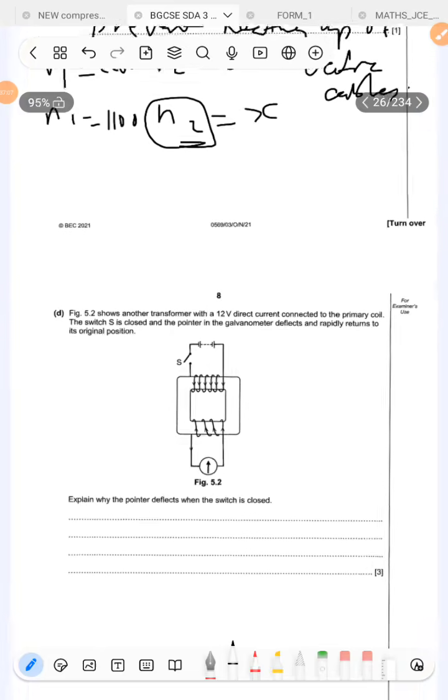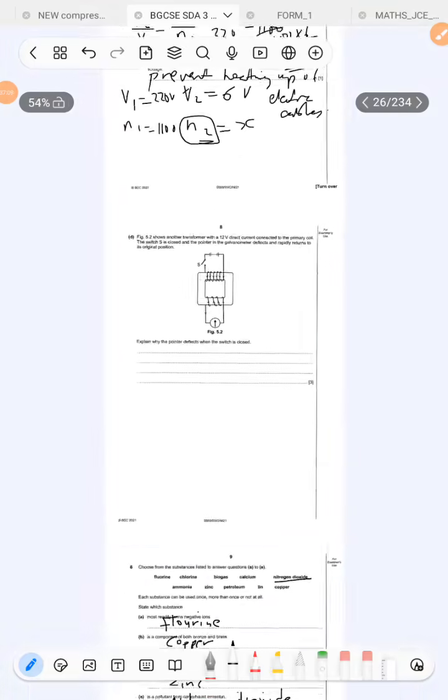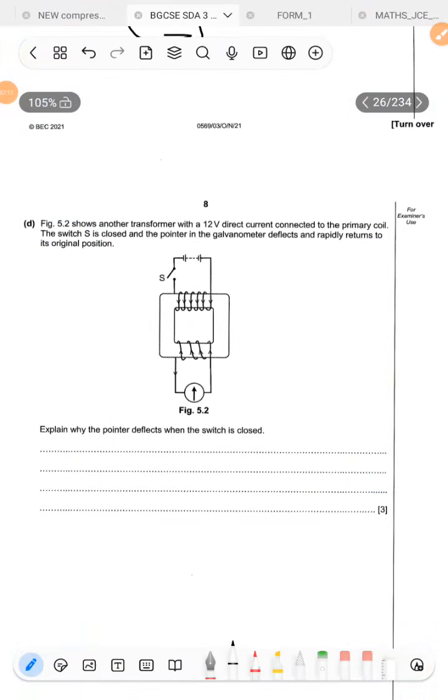So we're about to conclude here. I think this is the last question. D says, figure 5.2 shows another transformer with a 12 volts direct current connected to the primary coil. The switch S is closed and the pointer in the galvanometer deflects and rapidly returns to the original position. Explain why the pointer deflects when the switch is closed.